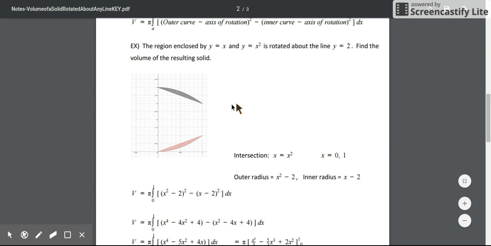So again, finding the intersections, you can look visually at the graphs, or you can set your two functions equal to each other.